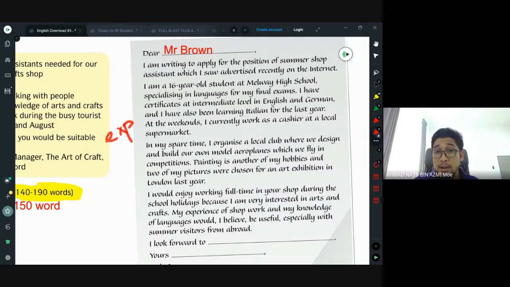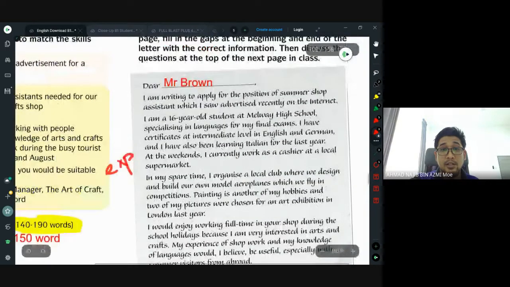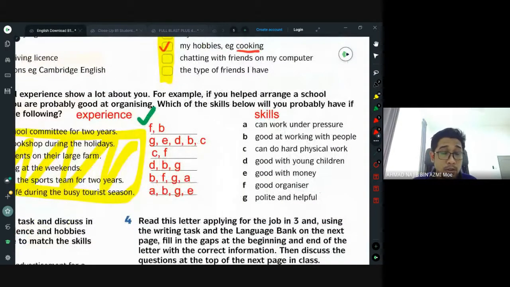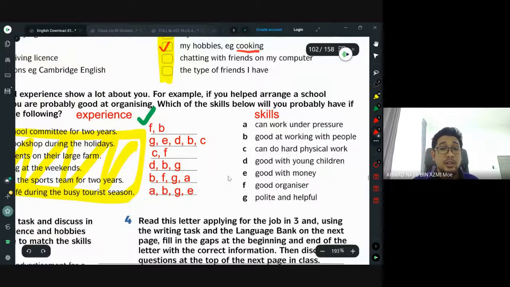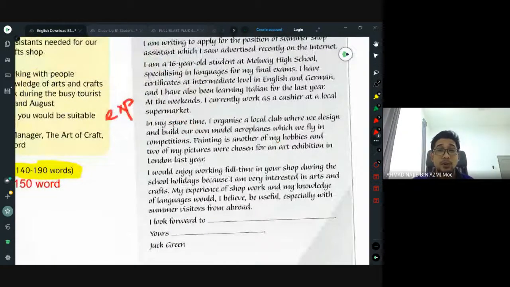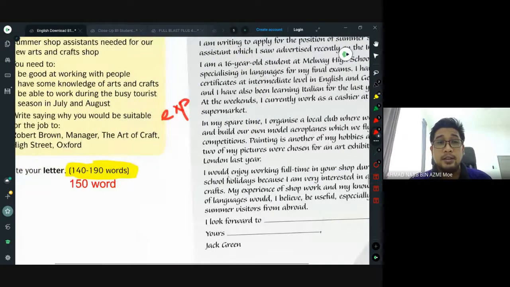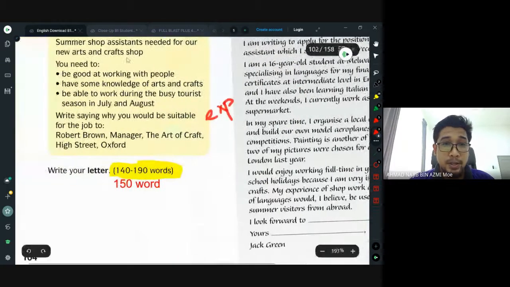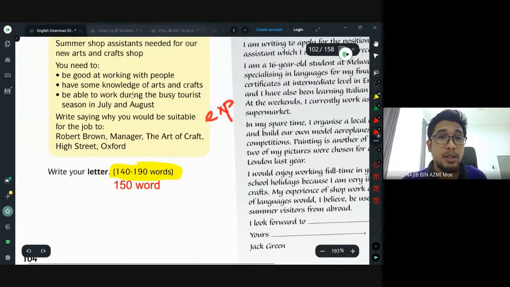Although, okay, if you look at the skills here, you can also include this in your essay if you want to make it longer, but you don't really have to. It is enough to just give your experience. Tapi bagilah banyak pengalaman dan pengalaman yang sesuai. Okay, there are only 3 points here. Kan, good at working with people, have some knowledge of us, be able to work.